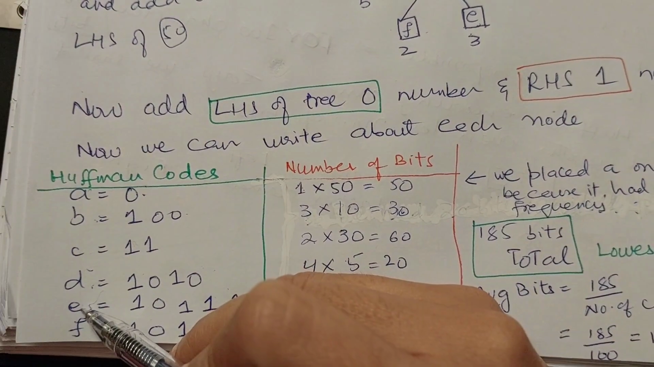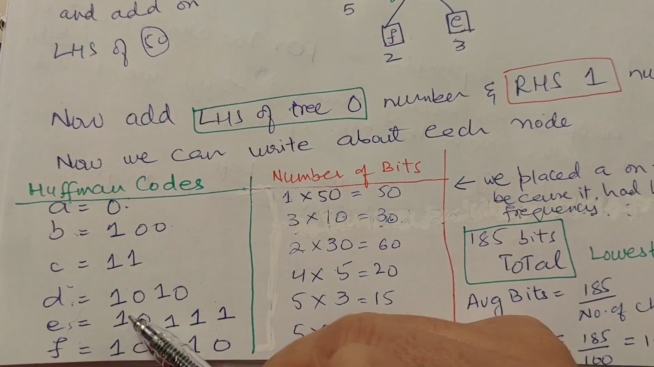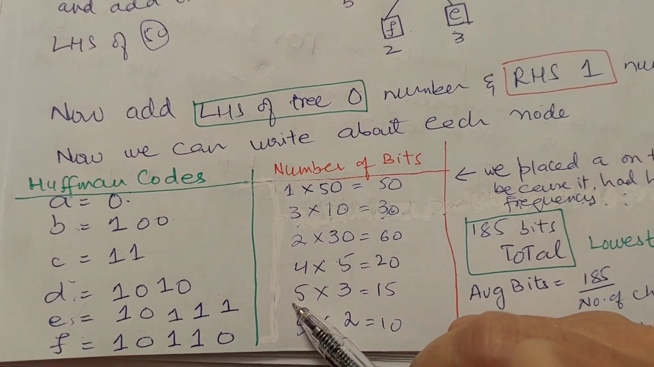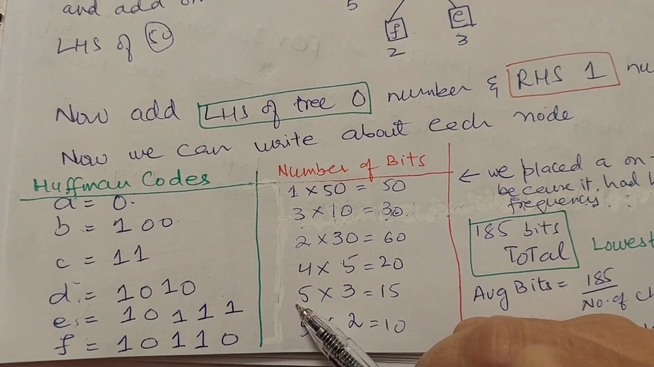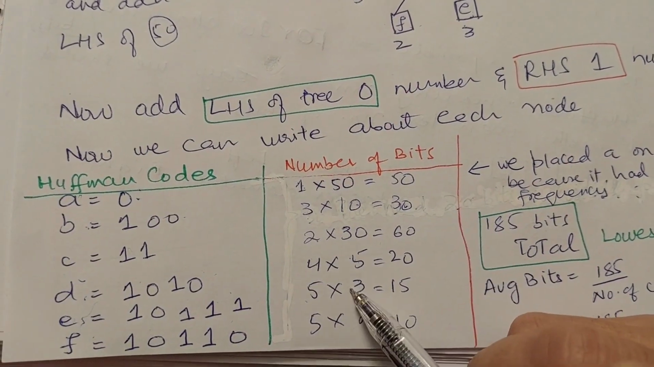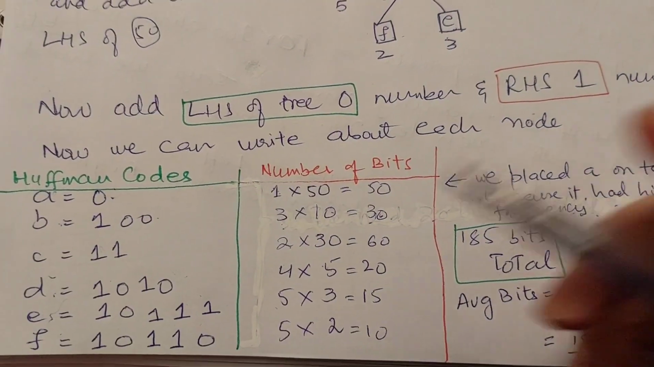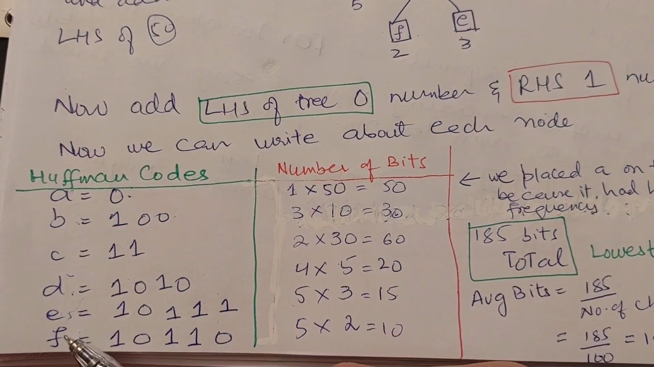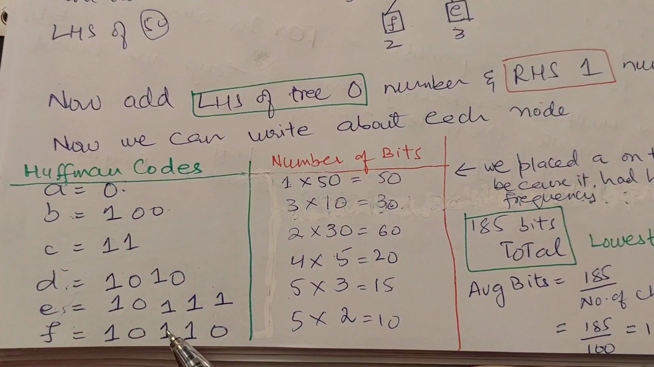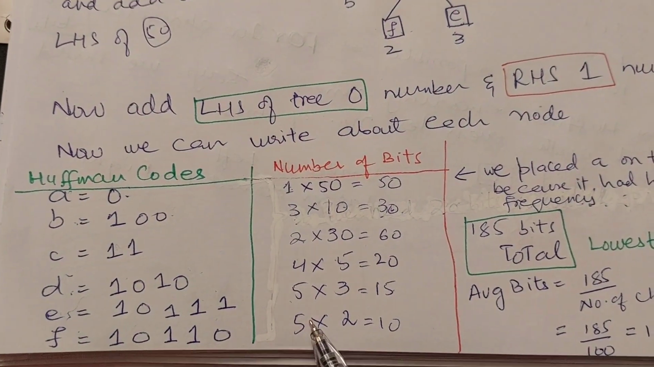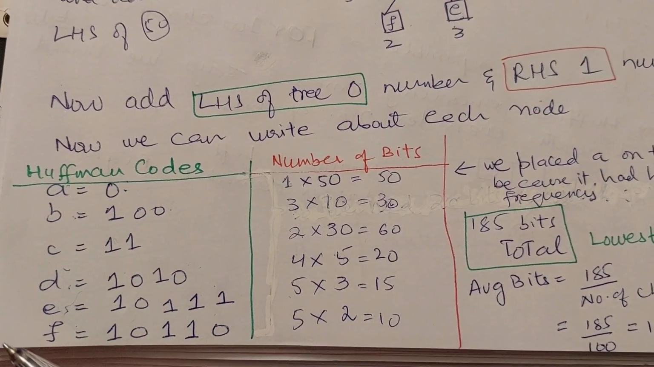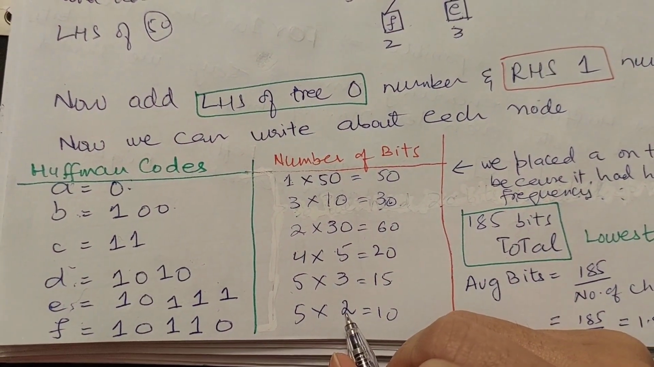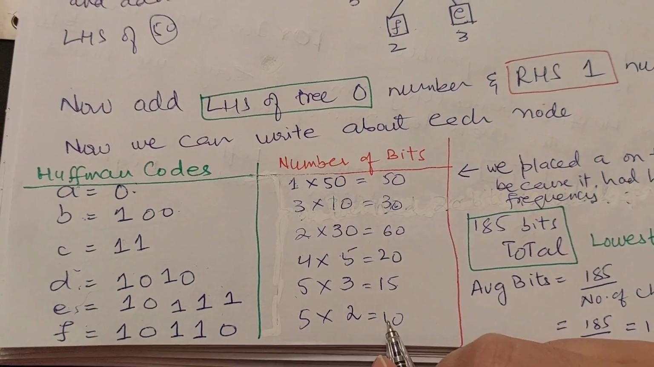And for representing one single E, you need 1 2 3 4 5. You need 5 bits to represent a single E. And you know that there were 3 E's present in your data, so it will be 5 multiplied by 3 equal to 15. And to represent a single F, you need 1 2 3 4 5. 5 bits are needed to represent a single F, and you had 2 F's present in your data, so 5 multiplied by 2 is equal to 10.